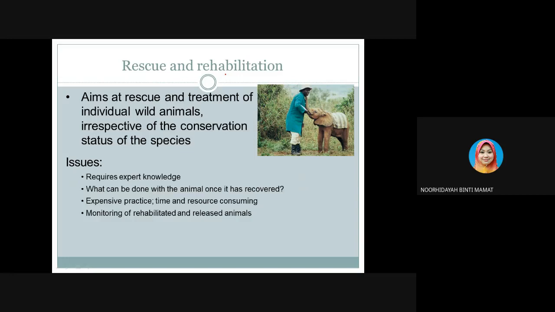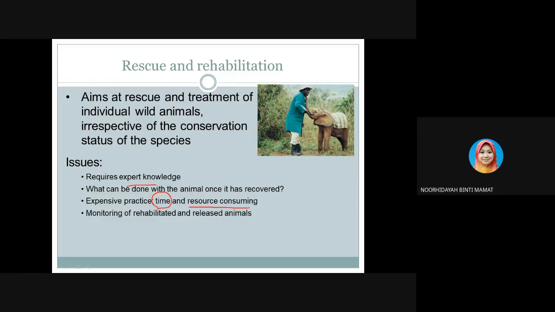So there are some issues in rescue and rehabilitation, which means we require expert knowledge in order to rescue and give treatment to wild animals. Also, what can be done with the animal once it has recovered? Either we release it into the jungle or we need to rehome it. And also it can be an expensive practice, in terms of time and also in terms of resource consumption.